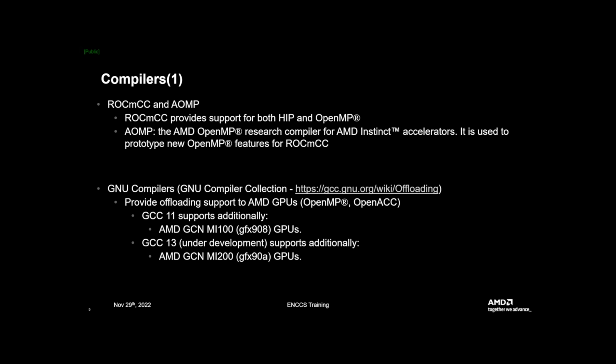Next, we have another compiler, that is the GNU compilers. It provides offloading support as well to AMD GPUs. And here, we don't have HIP; in fact, we only have support for OpenMP and OpenACC. GCC 11, for example, additionally supports the AMD MI100, that is gfx908 GPUs, and GCC 13 has additional support for MI200, that is gfx90a. So as you can see, it is still under development, so expect some new releases from time to time.